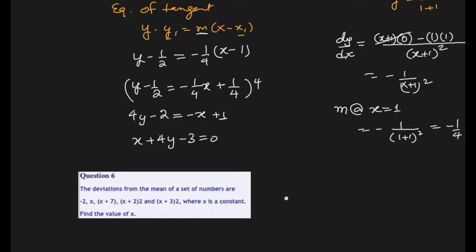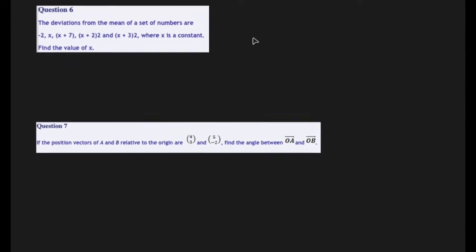Okay, question number 6, which is here. The deviations from the mean of a set of numbers are these. What do deviations mean? If this is the mean, I'm showing you visually, this is the mean. And there is a number, the first number, which is -2, meaning it is 2 less than the mean. Let's call it y1. The first data is y1, it is -2. Now the second one is x away from the mean.